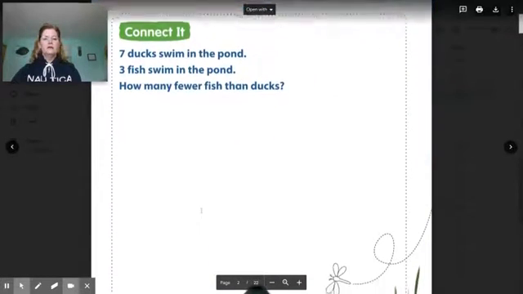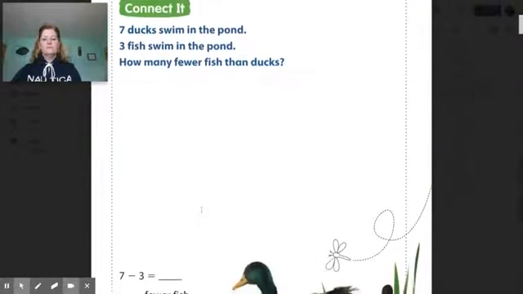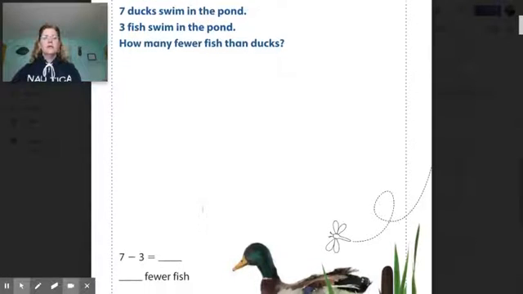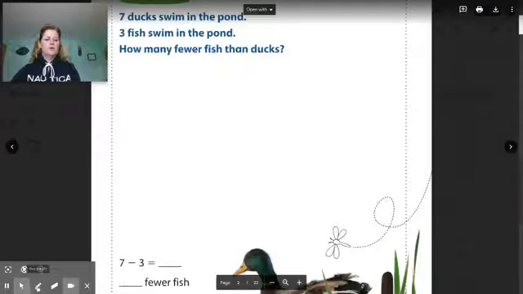All right, ducks. Okay, let's read our problem first. Ducks are making me think of orange for some reason. 7 ducks swim in the pond. 3 fish swim in the pond. How many fewer fish than ducks?